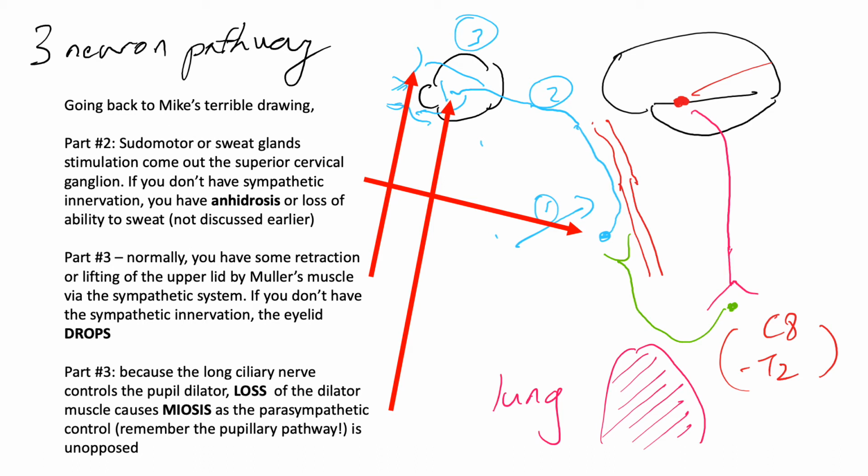Finally, why do we get the meiosis? Remember that the long ciliary nerve controls the pupil dilator. So a loss of the dilator muscle or a loss of the sympathetic signal to the dilator muscle causes unopposed parasympathetic innervation. And if you remember, the parasympathetic innervation controls the pupillary sphincter, then the pupil simply constricts. So that's why you get ptosis, anhidrosis, and meiosis.